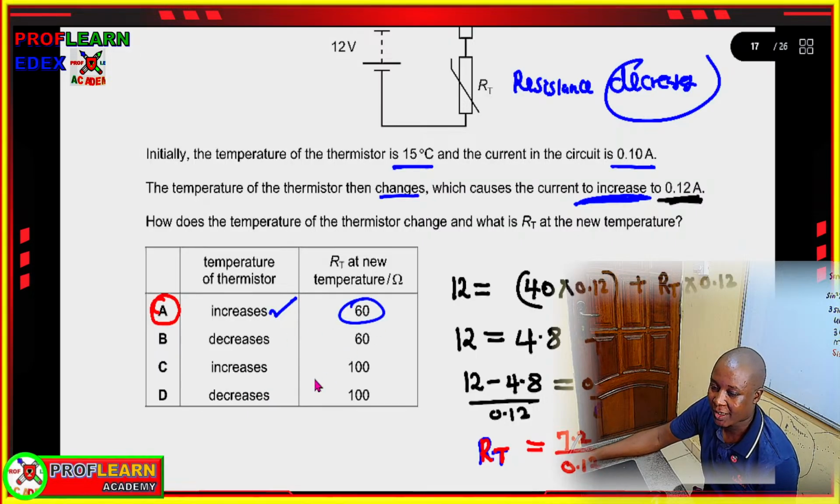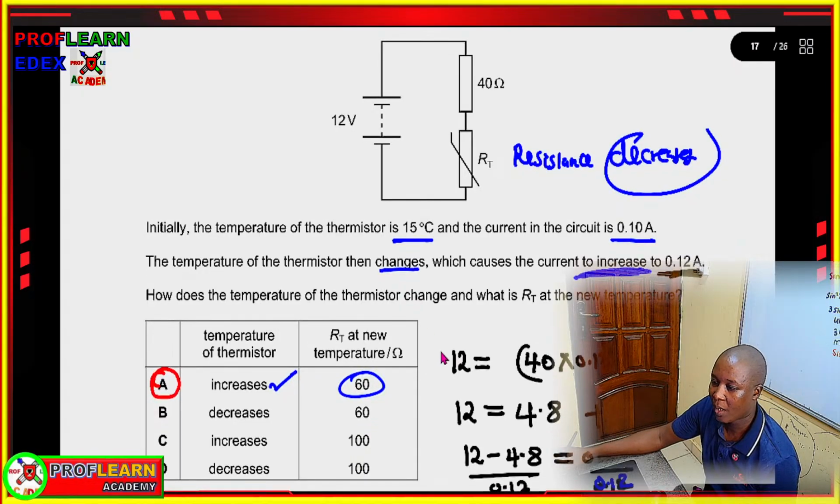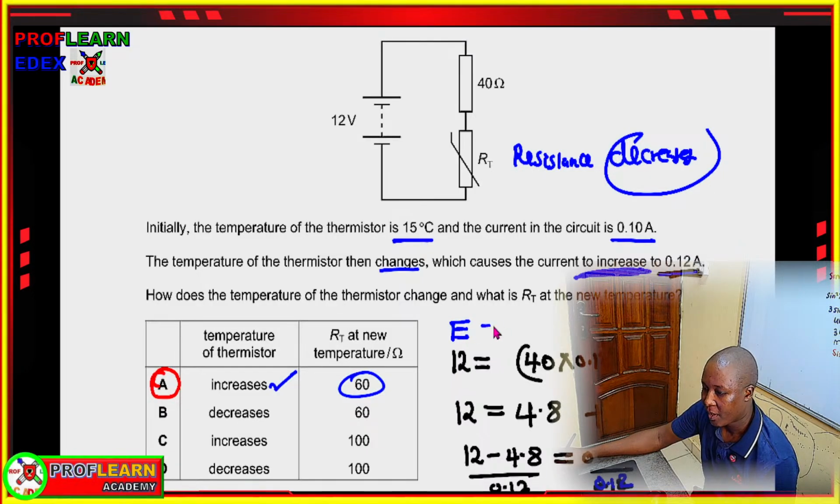But how do you get 360? Not 100. We need to appreciate that we are told the current that flows is 0.12. So which means EMF is equal to terminal voltage plus Ir, the voltage drop due to the internal resistance. So this is going to be 40.